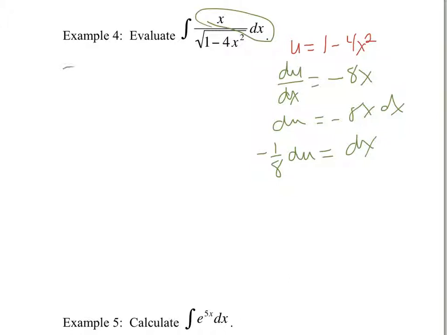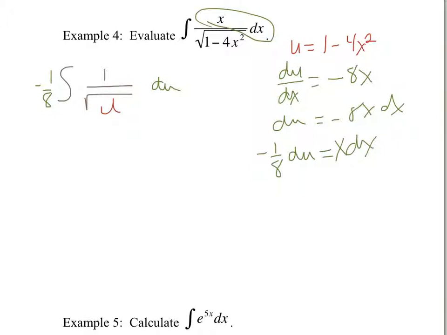And now I'm ready to write my integral. So I have the integral, and in this case, it's going to be 1 over the square root of u. And then I need to tack on a negative 1/8 du in order to account for the x dx. You know what, I just noticed that I forgot to write an x here. So I only divided by negative 8, so sorry, that should have had an x with it.